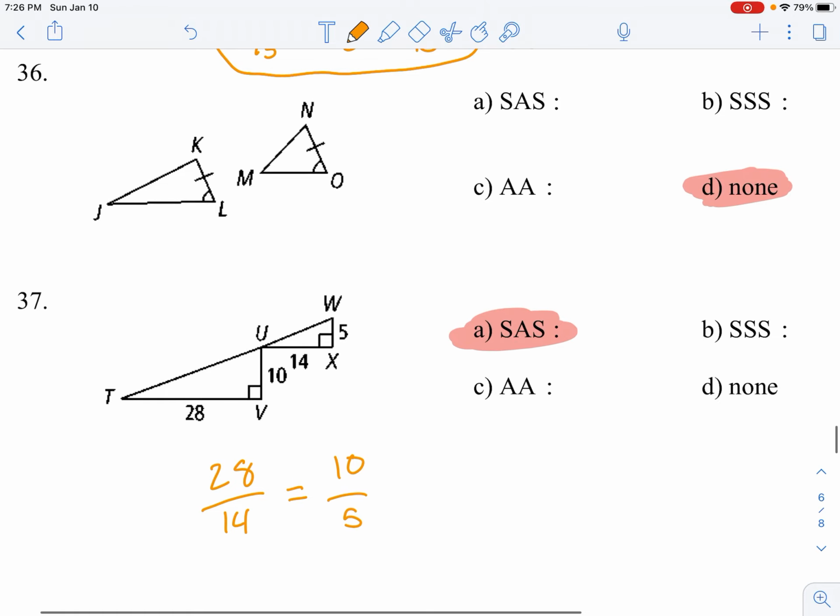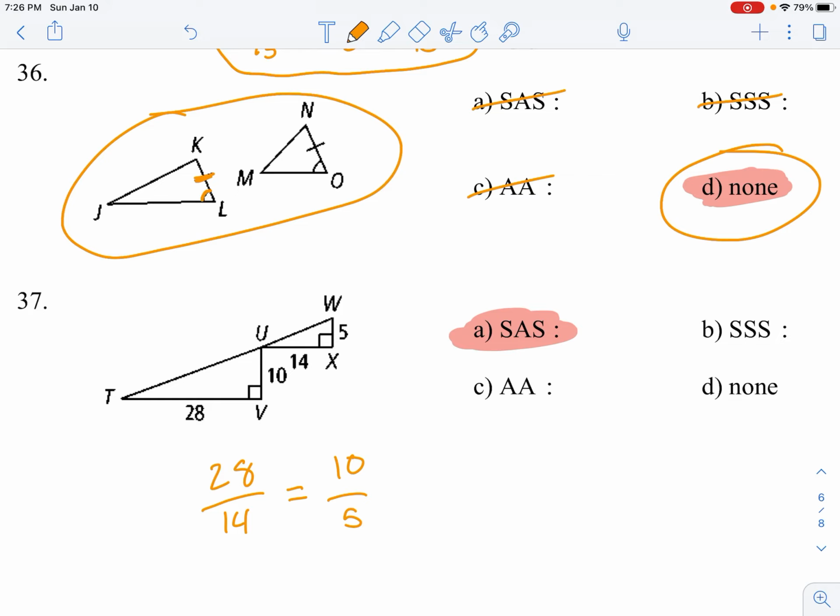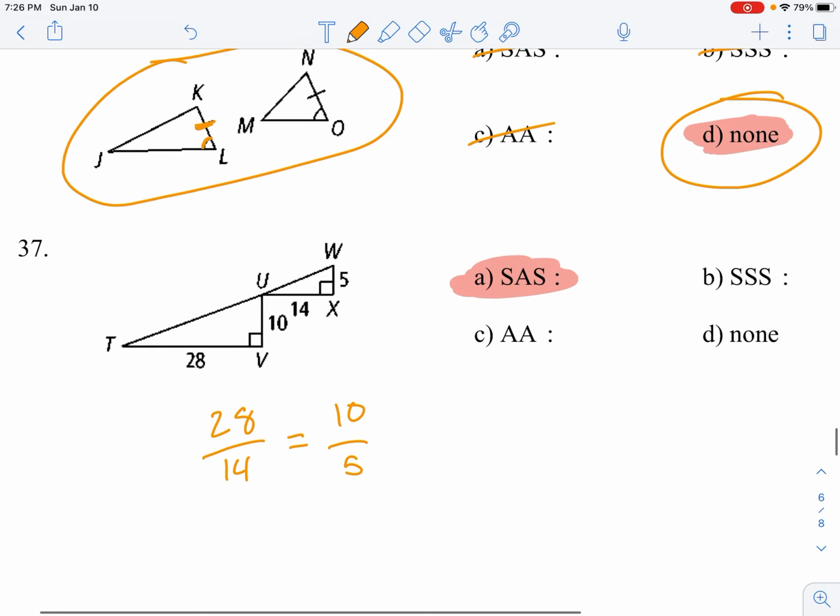Number 36. On this one, I see we have an angle and a side. We don't have anything else that we could prove. We don't have anything here that says just a side and just one angle. So that one has to be a none. And by the way, these 2 triangles don't even look similar. So you should look at that on the semester test too. Could be a giveaway.